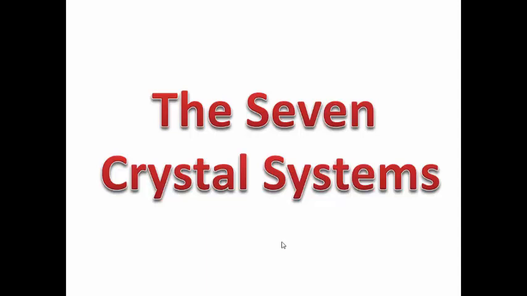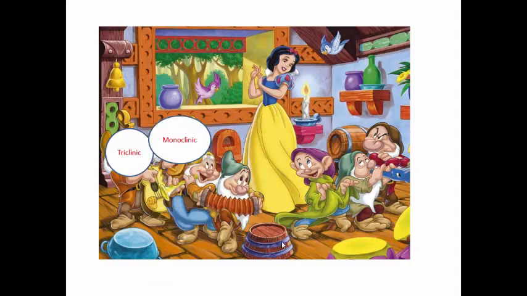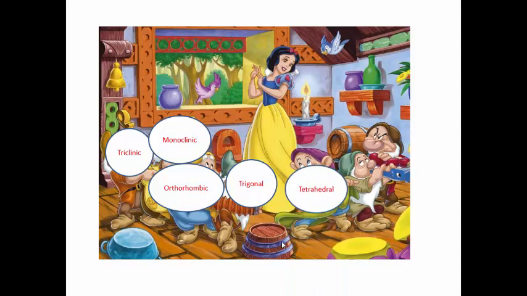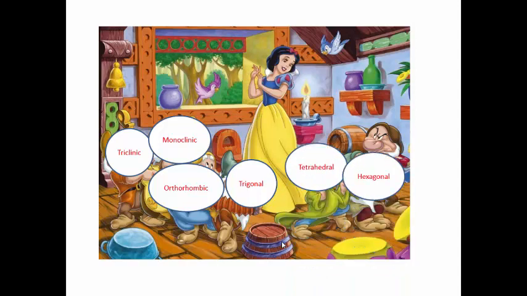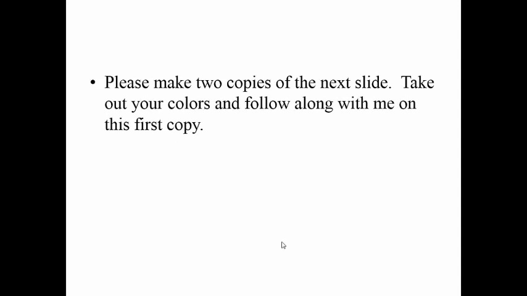Well, we think of maybe 7 days of the week, or possibly Snow White and the 7 dwarfs, which is just what we have here. So our 7 dwarfs can be represented by triclinic, monoclinic, orthorhombic, trigonal, tetragonal, hexagonal, and cubic. And of course, I am Snow White. So now we can put all of these together in a 3D point group tree, just like we did before.